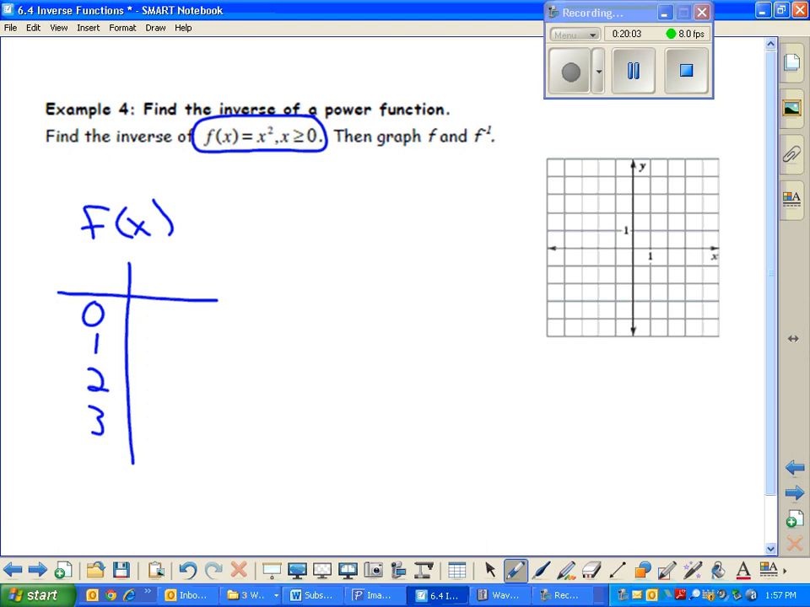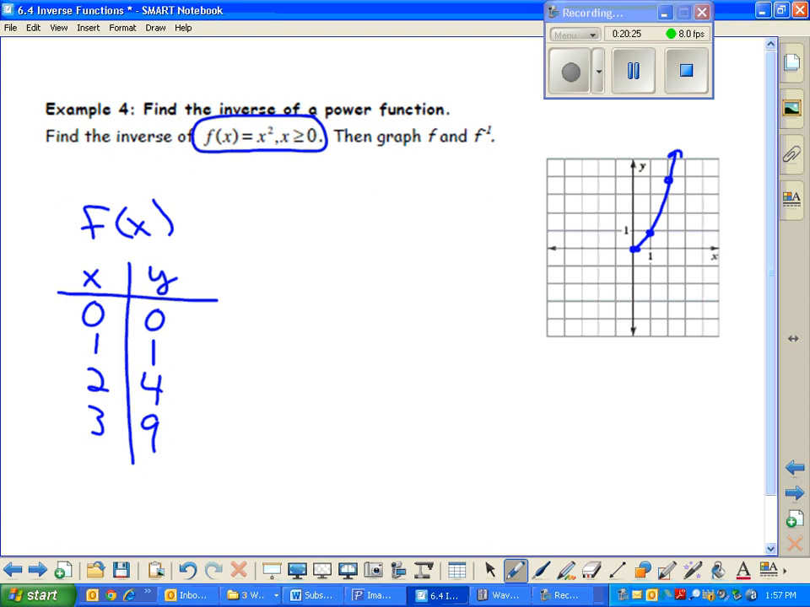So if I square 0, I get 0. If I square 1, I get 1. If I square 2, I get 4. If I square 3, I get 9. So this gives us a real quick little graph here. 0, 0, 1, 1, 2, 4. And I get half of a parabola.